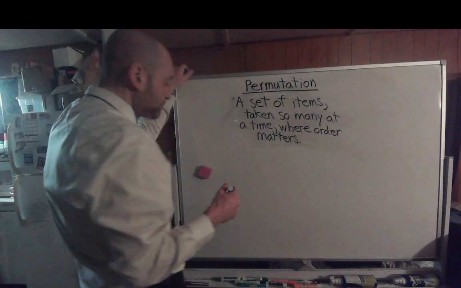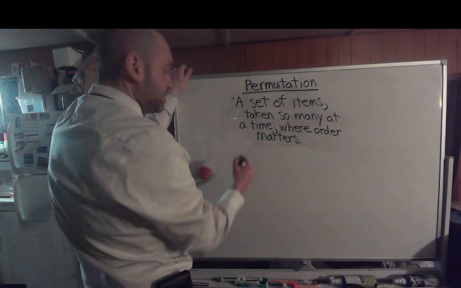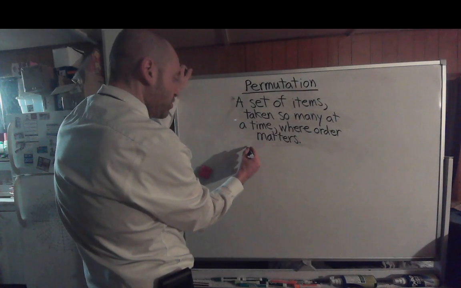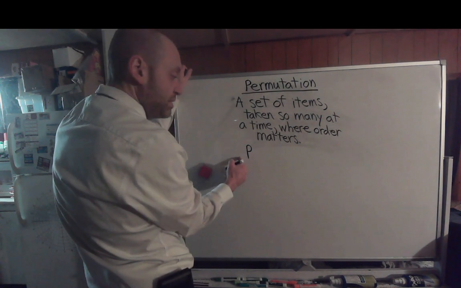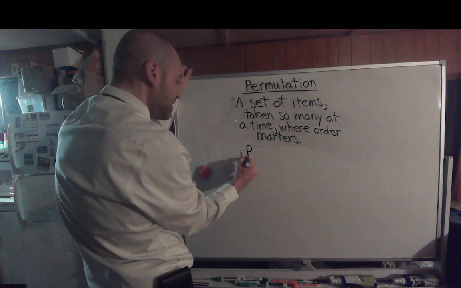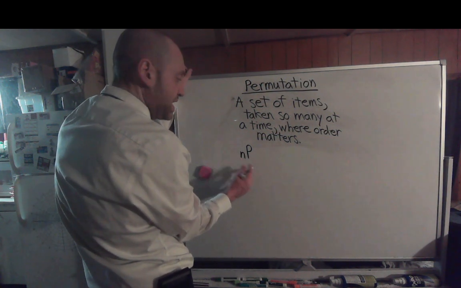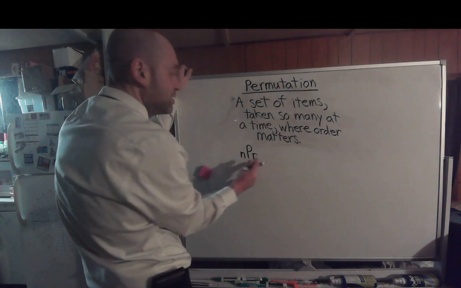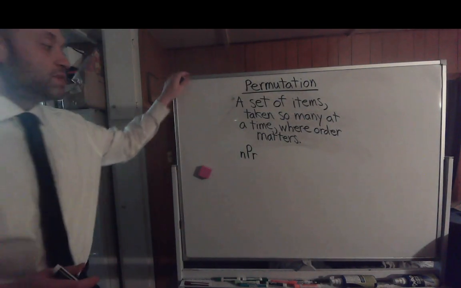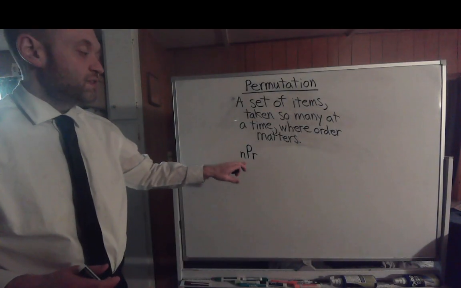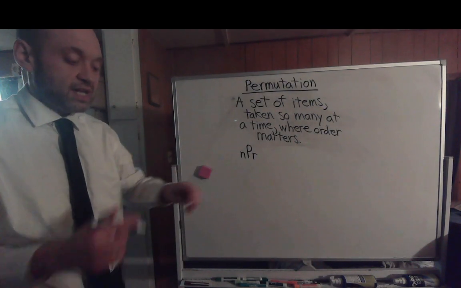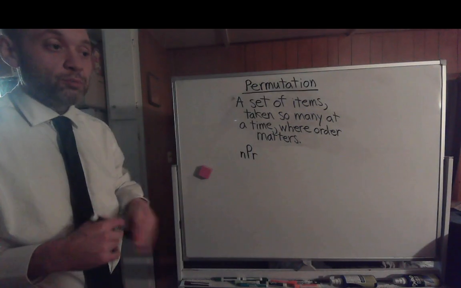So here's how the general formula is written. You'll see a big capital P. To the left of it, you'll see a lowercase n. To the right of it, you'll see a lowercase r. This means the permutation of n things taken r at a time. This is where order matters.